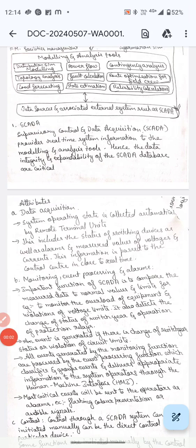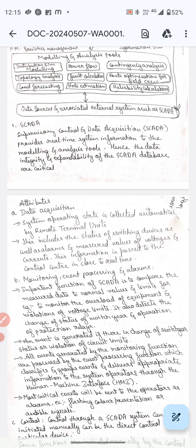Here is the SCADA system. SCADA means supervisory control and data acquisition. It will provide real-time system information to the modeling and analysis tools. Why is real-time system information required for the calculation or for the load forecasting? How much load is required now, and further, how much load may be consumed.